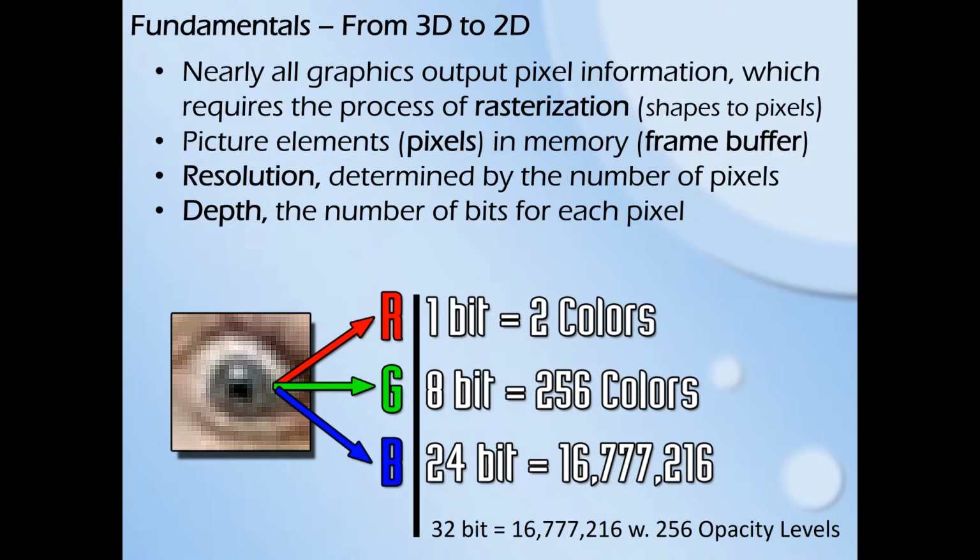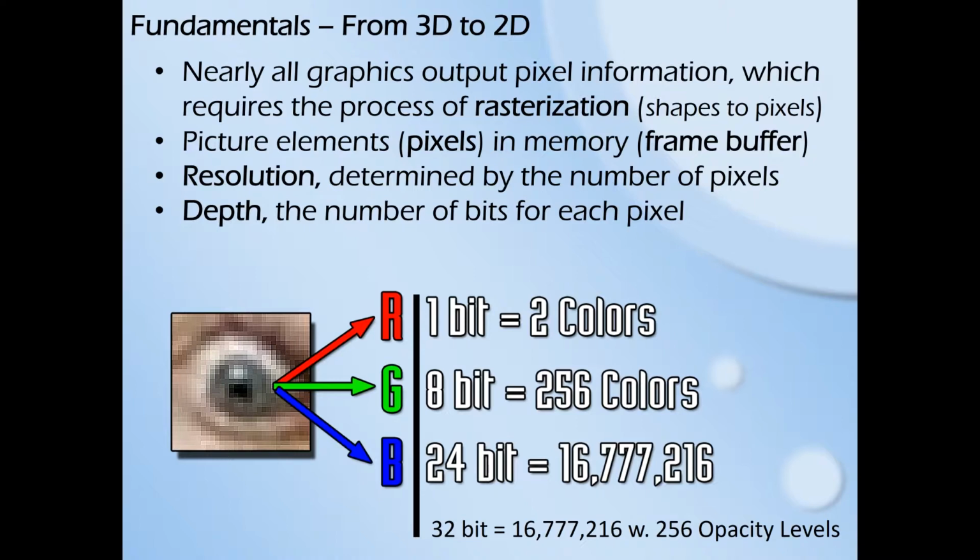For the most part, nearly all graphics output pixel information. And if you think about it, you already know about this. Remember how we all wanted to jump from SD to HD, and now we're into 4K and 8K displays? What are we doing? We're increasing the number of pixels on the screen. This rasterization step, the conversion of shapes to pixels, is an interesting one, and it's very important within computer graphics. Basically, pixel elements, or pixels, are stored in memory in that frame buffer I mentioned before. Our resolution is determined by the number of pixels we have in the width and height, the horizontal and vertical areas.